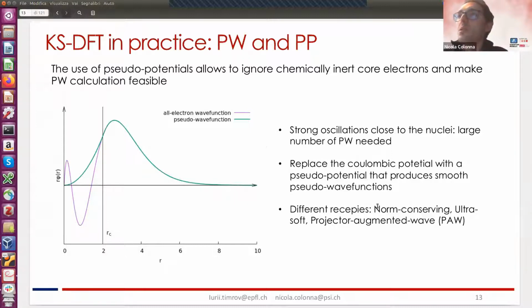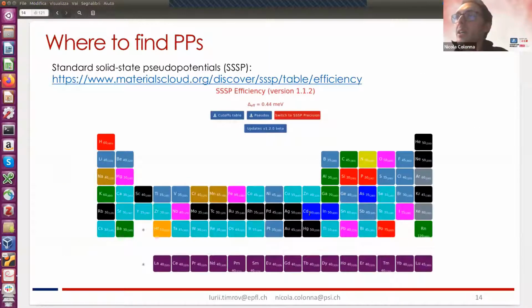Now you have different recipes to do that. We're not going to go into detail. You have norm-conserving, ultrasoft, or projector augmented wave pseudopotentials. But the important message is that you need to have such a pseudopotential if you want to run a Quantum Espresso calculation. And again, you are lucky enough that people have already addressed this problem.